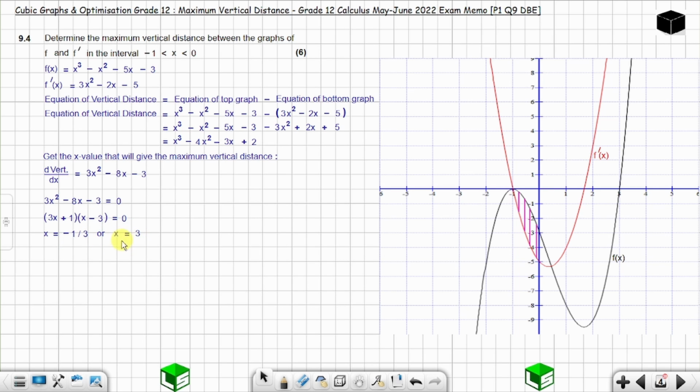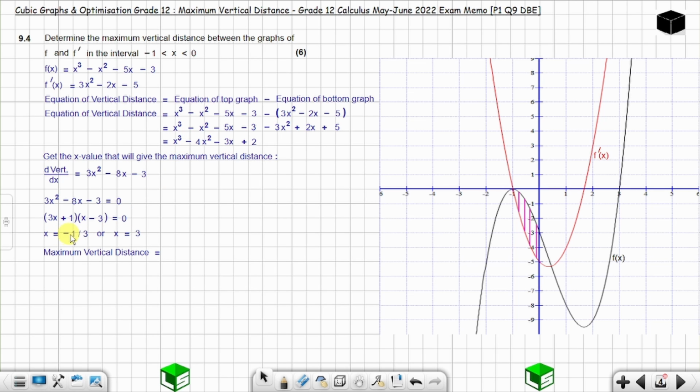You can see x equal to 3 is not in this interval, right? You are only interested in the interval from negative 1 to 0. So only this value falls in there. You are going to use this value because it falls in this interval. You plug it into the equation of the vertical distance so that you can get your maximum vertical distance. So the maximum vertical distance is equal to x cubed.